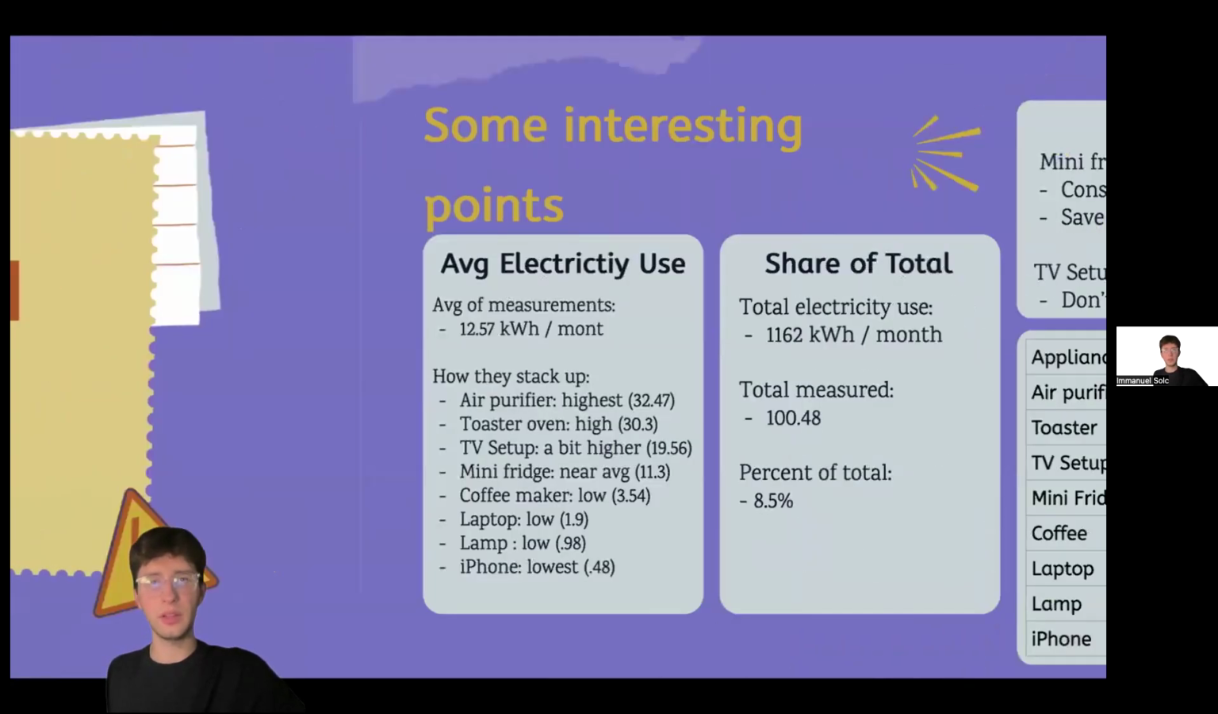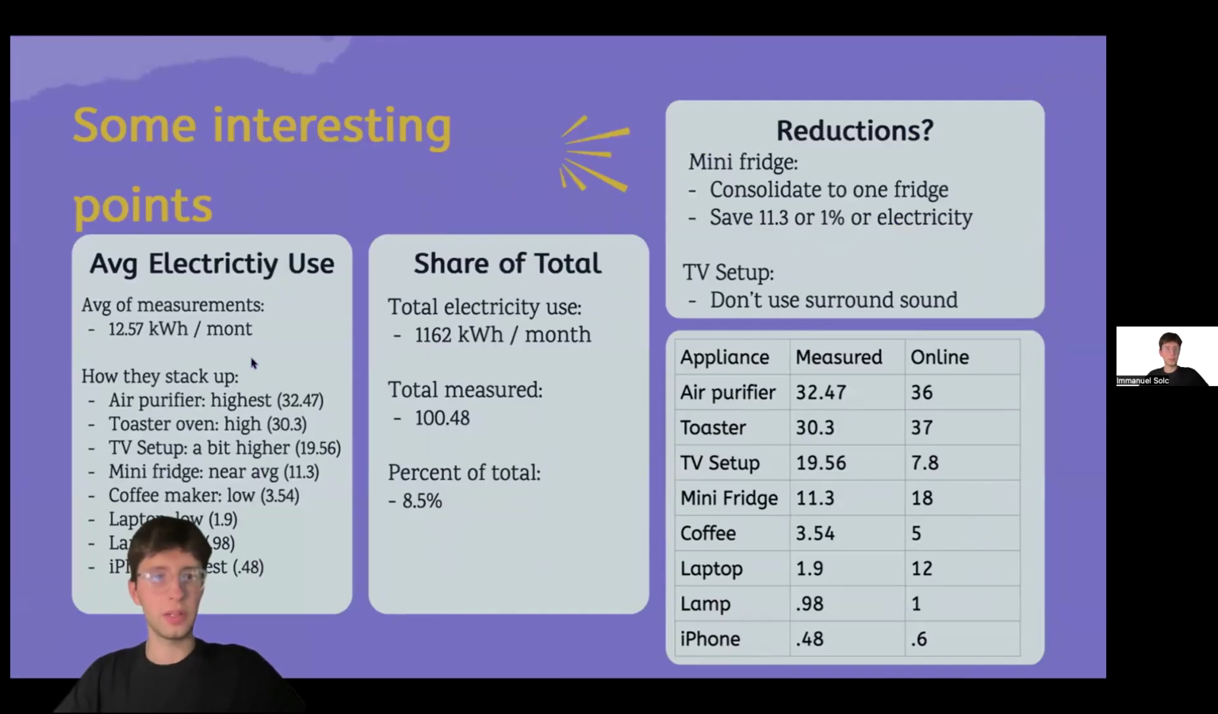So what did I take out of all this? Well, across all appliances, the average electricity use was 12.5 kilowatt hours per month. Here's an order from top down of how they stacked up, the air purifier again being the highest. Total electricity used was 1,162 kilowatt hours per month, but I only measured about 100.48. So as a percent of the total, it was less than 9%. That leads me to think about what could be using the most electricity, and there are probably things I could not measure since I could not find where they're plugged in, such as the dishwasher, oven, fridge, and laundry machines. I'm sure those use a lot.